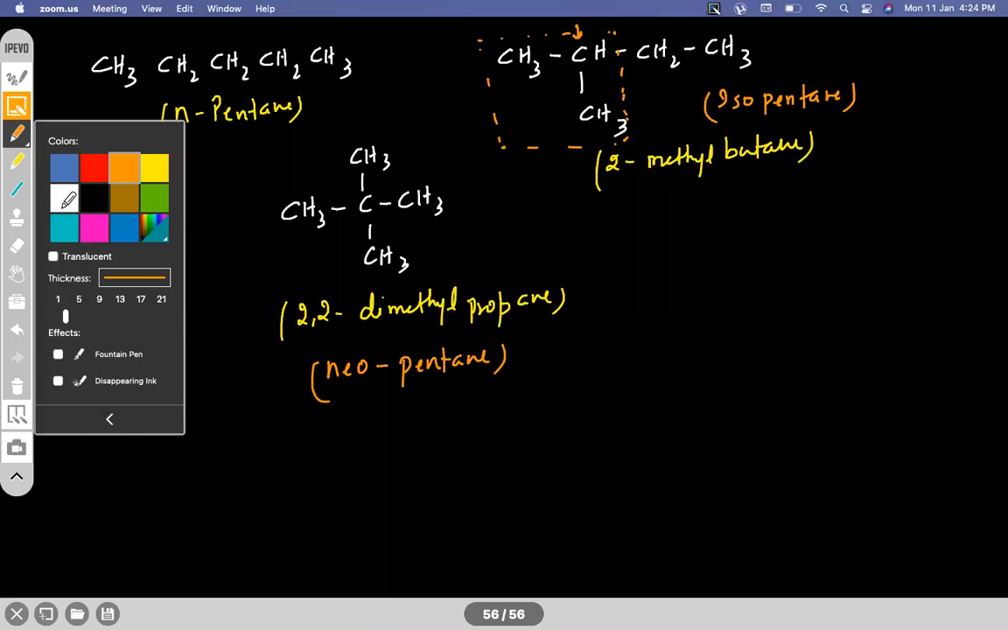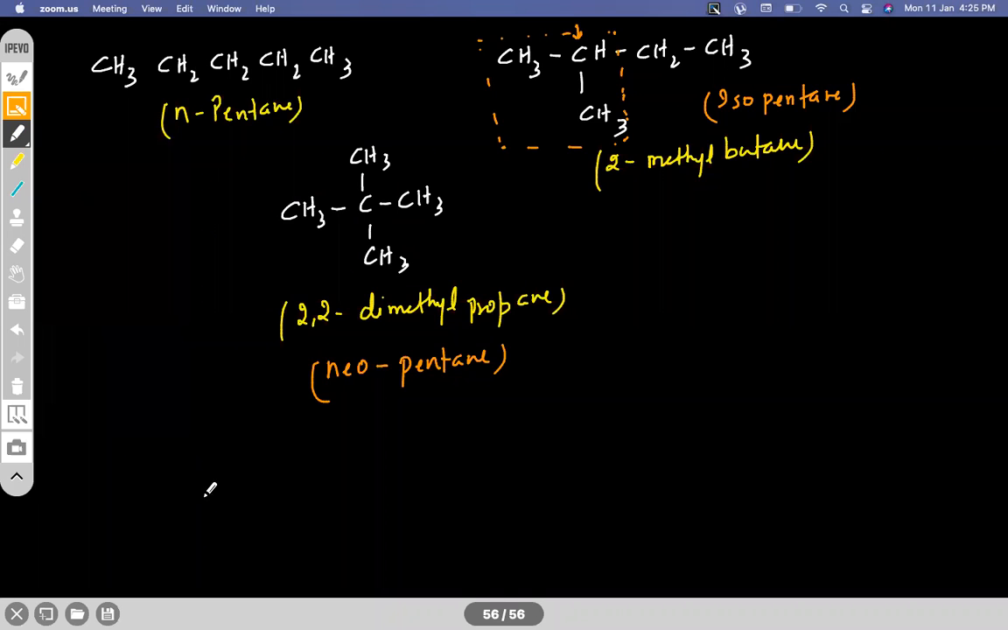Another example of chain isomers, you see. This one is also chain isomers of each other.